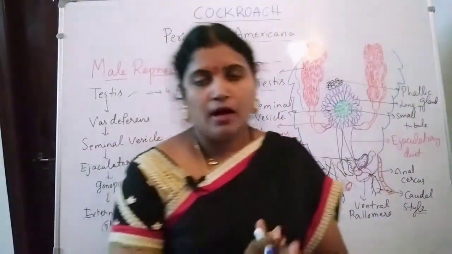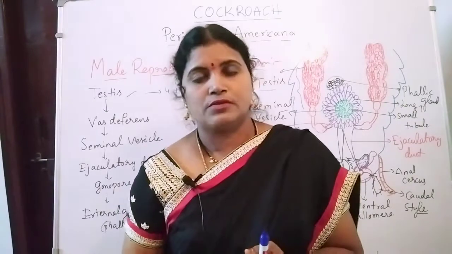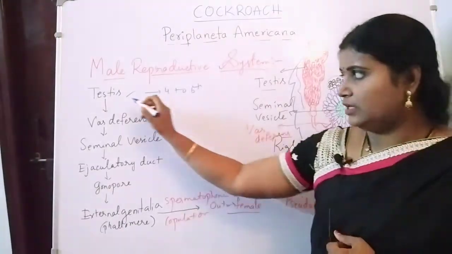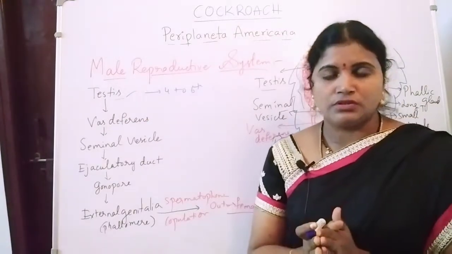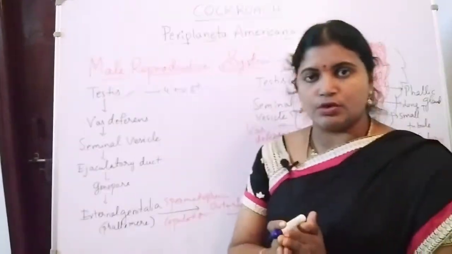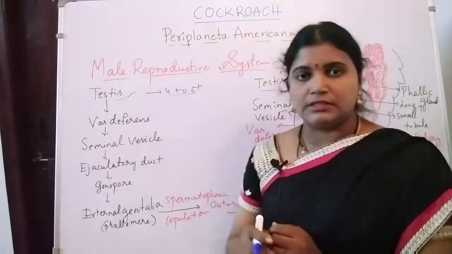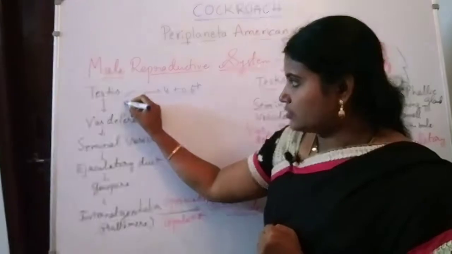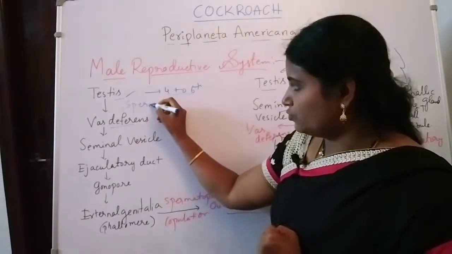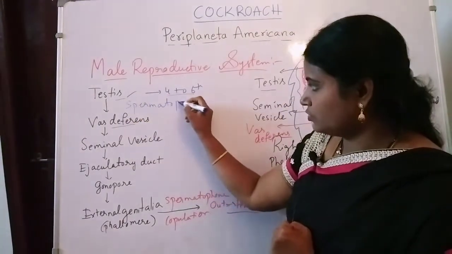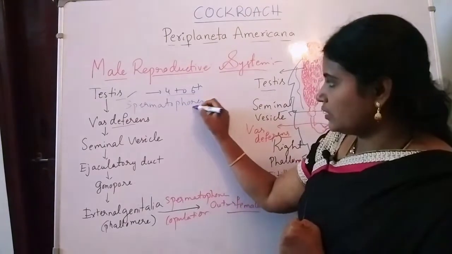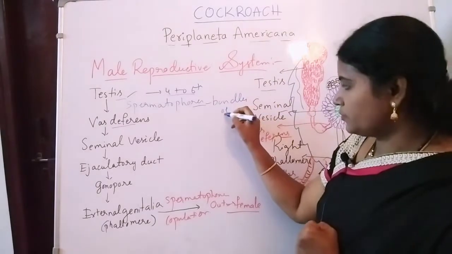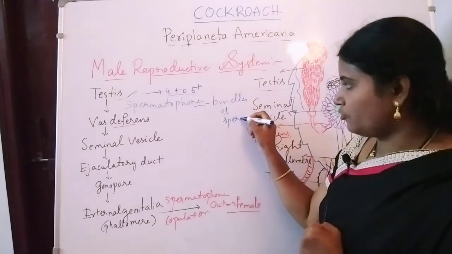Now we will see the pathway of sperms from the testis to the phallomeres. First, the testis: the male reproductive system contains a pair of testes, located in the 4th to 6th segments. From there it is connected with the vas deferens, carrying the sperms in the form of spermatophores. Spermatophores are bundles of sperms, sperms arranged in the form of bundles.